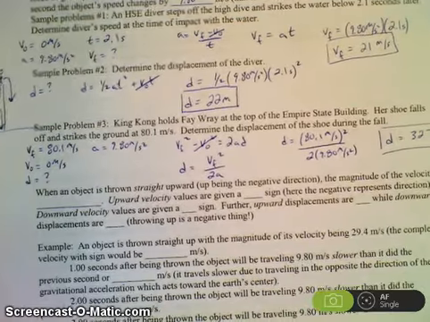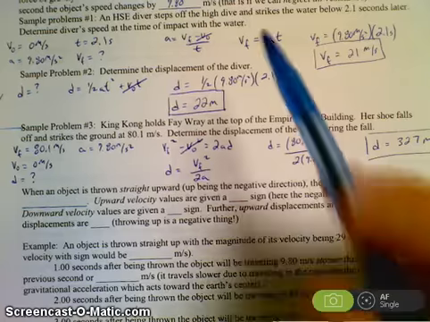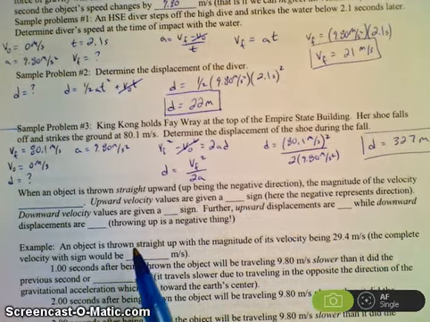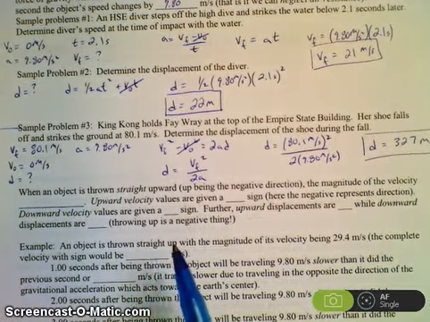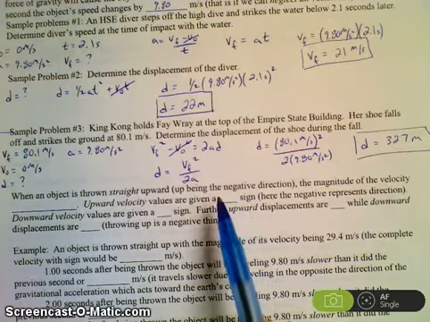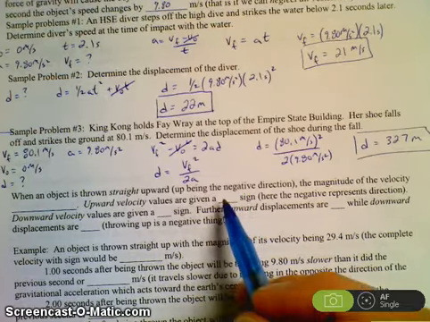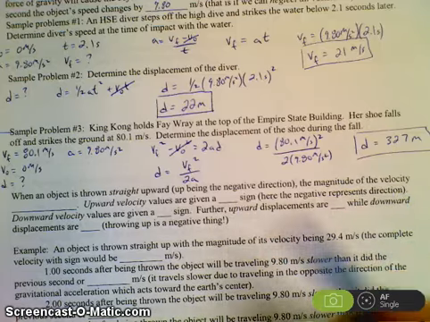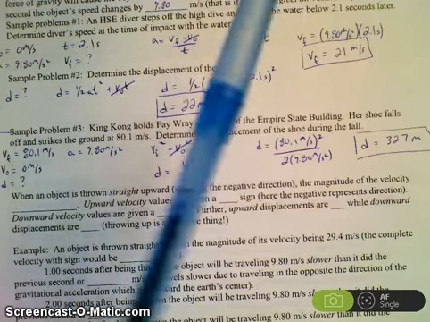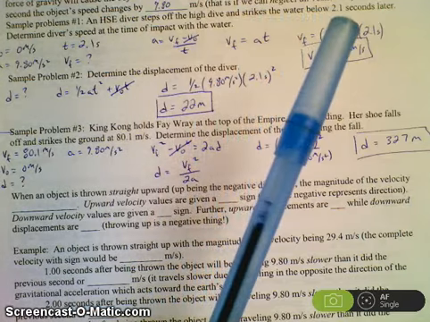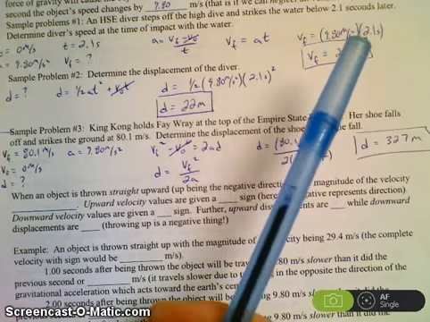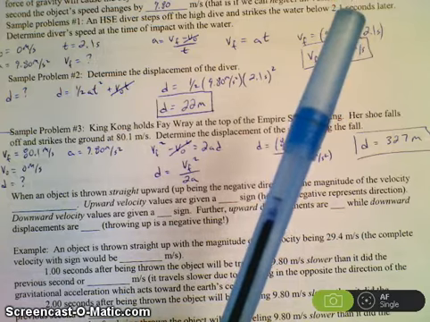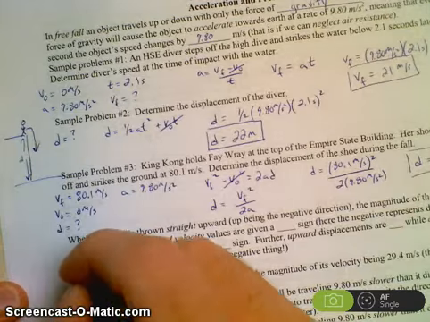Let's move on. Those are objects that are falling. Now we're going to look at objects that are thrown upward. We're going to treat the upward direction as negative. That's critical. And the magnitude of the velocity does what? If I throw the pin upward, what happens to its velocity, the magnitude of it? Does it get bigger or smaller? Well, it's going to slow down as it goes up into the air, so its magnitude is going to decrease.